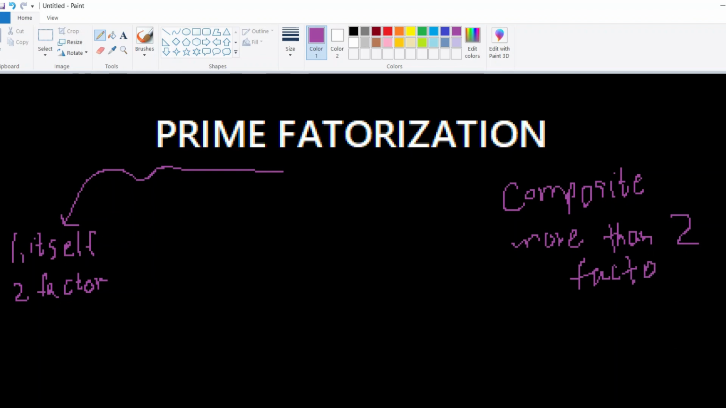I'll give you examples of both to clarify. 2 is the only even prime number. We have 3, we have 7, we have 11. All these are prime numbers which have only two factors. Now, for the composite numbers, you can say 9, you can say 22, you can say 60, and so on. 2 is the only even prime number. All other prime numbers are odd.